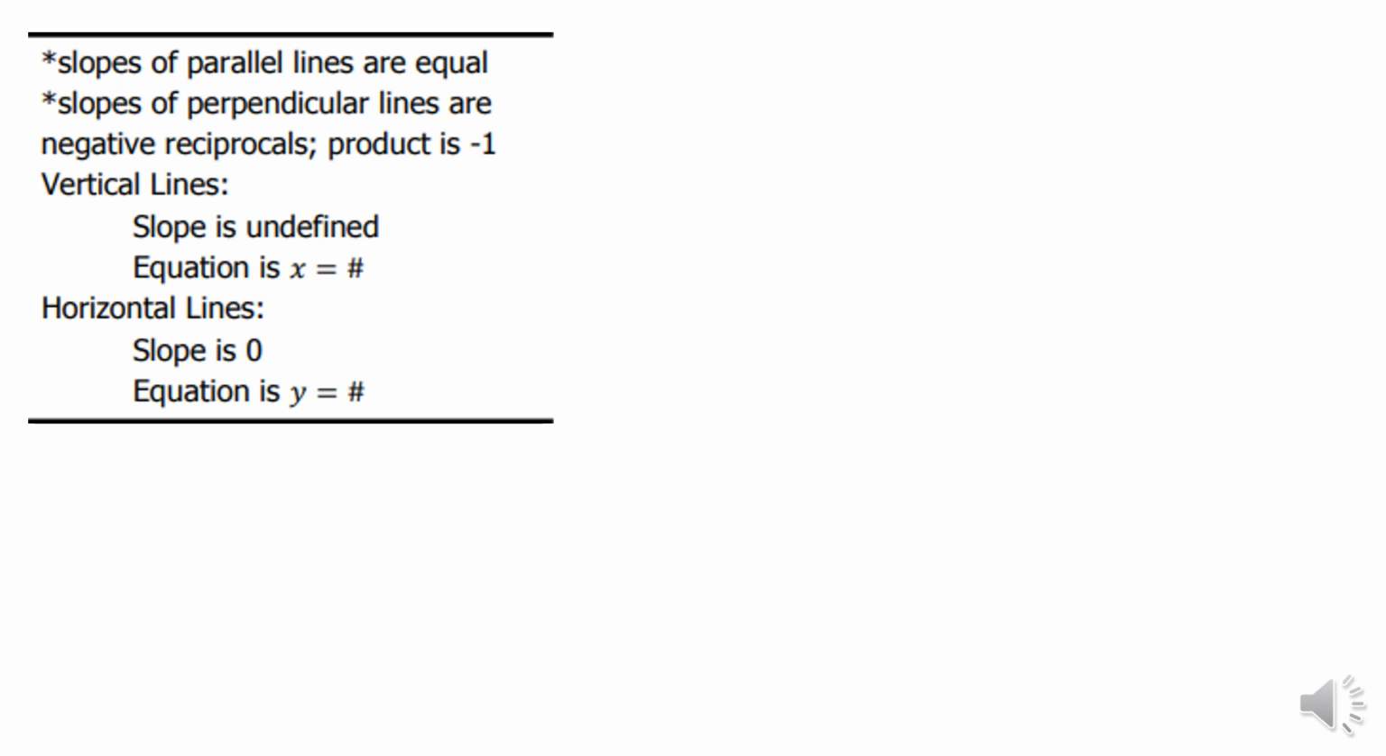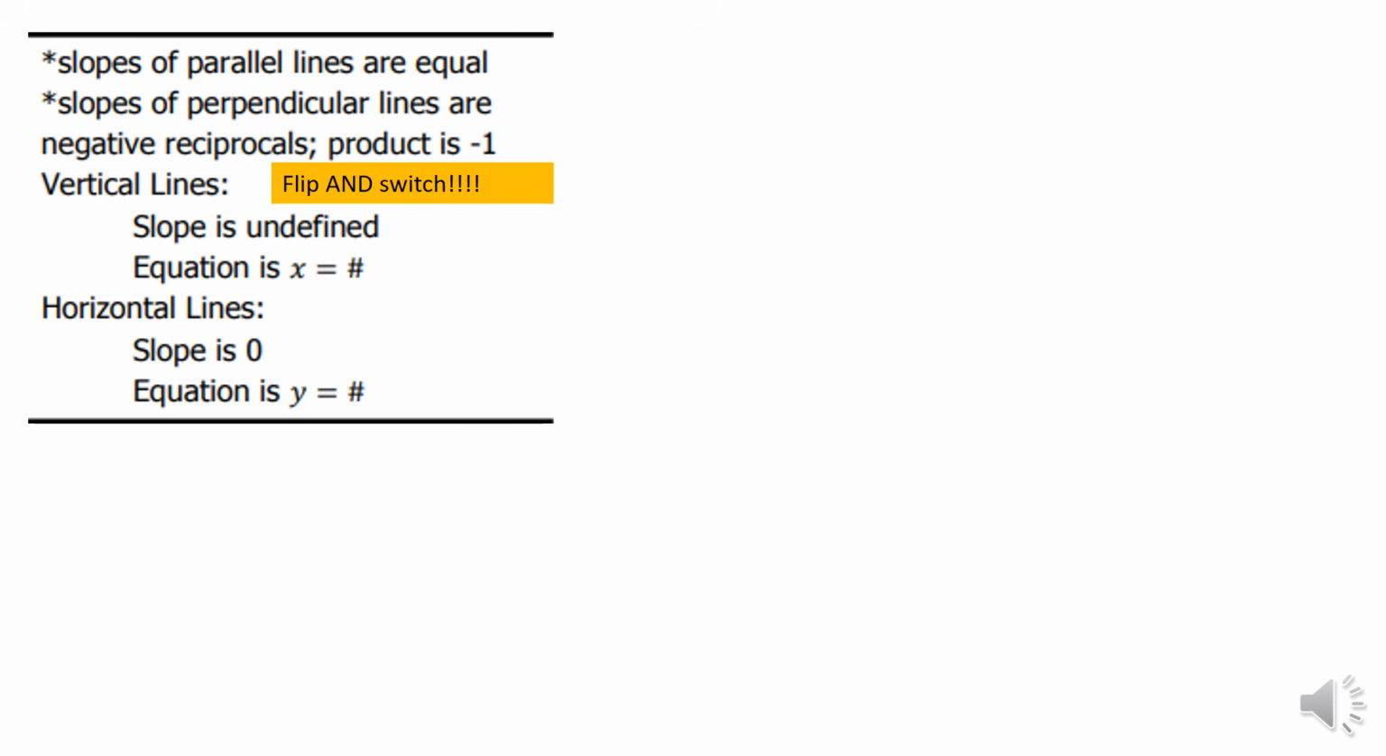Parallel lines and perpendicular lines and slopes. If your lines are parallel, they have equal slopes. If they are perpendicular, that means that they are negative reciprocals, or that means you flip and switch your fraction. So flip the fraction, switch the sign. If you multiply the two slopes together, it will give you -1.